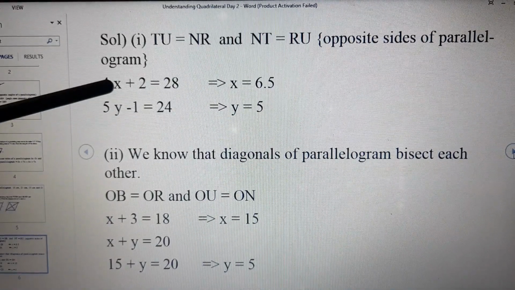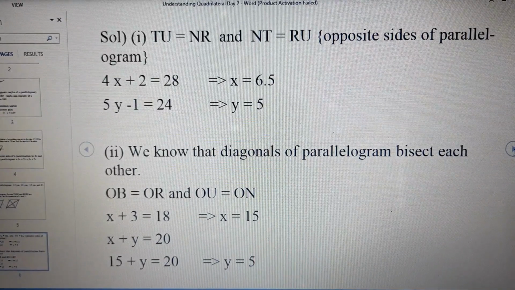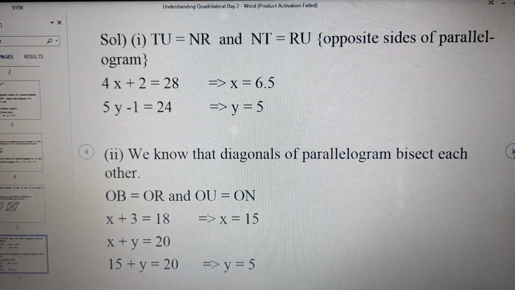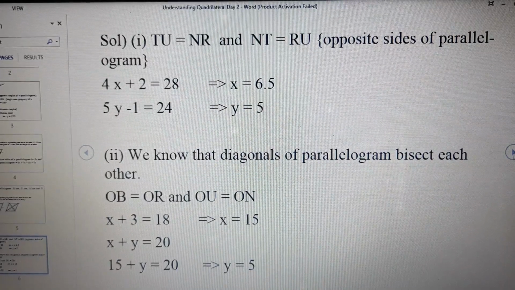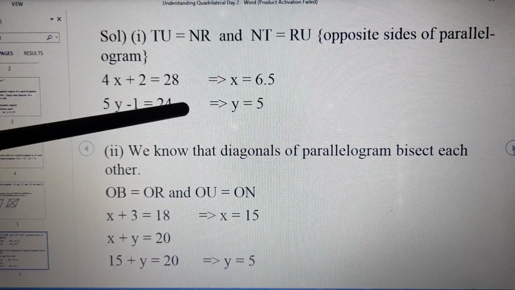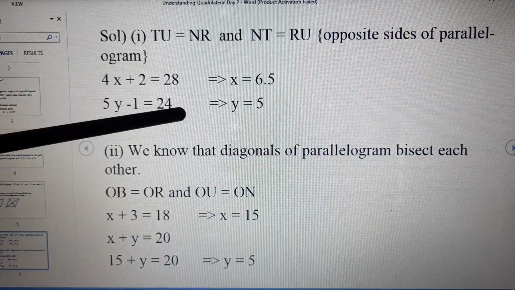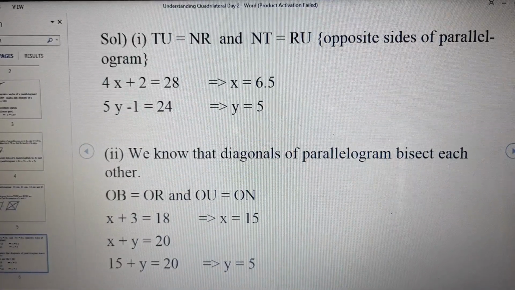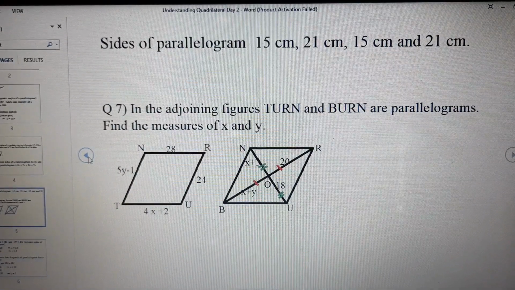How will you get it? 4x is equal to 28 minus 2, that means 26. 4x is equal to 26. x is equal to 26 upon 4, that means 13 upon 2, 6.5. Likewise, 5y minus 1 is equal to 24. 1 comes this side, becomes plus 1. 24 plus 1, 25. 5y is equal to 25. y is equal to 25 upon 5, that means 5. Clear?